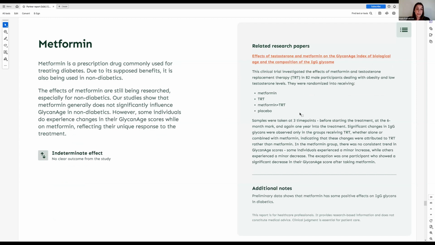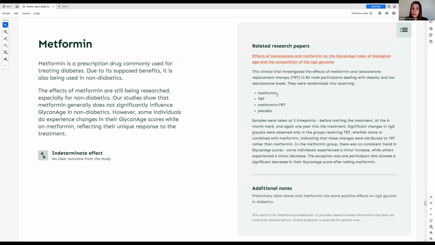I think you will find this interesting. We did a study where we had groups of people taking metformin, taking testosterone replacement therapy, taking a combination of the two, and a fourth group that is placebo. What we noticed is a beneficial improvement in these two categories: people who were taking testosterone replacement therapy or a combination.